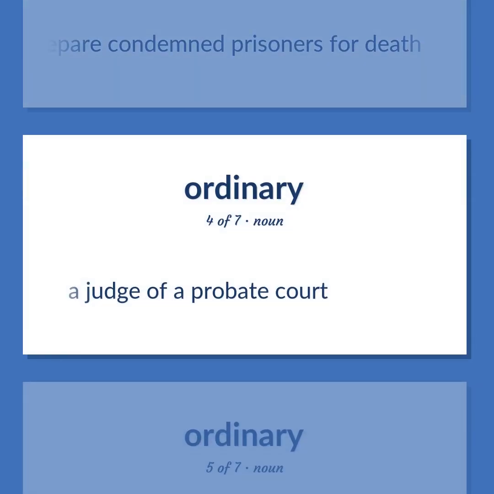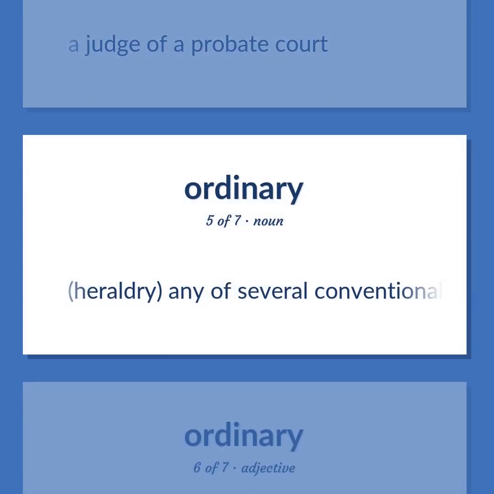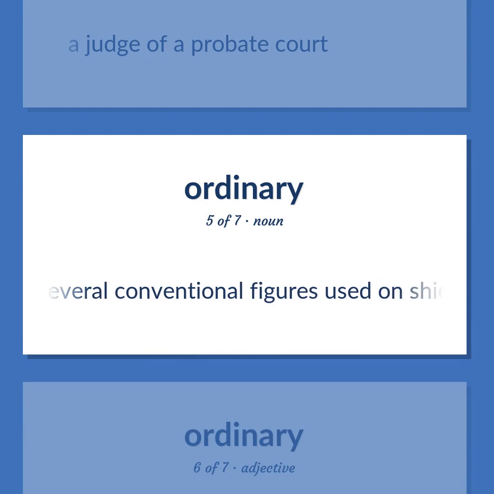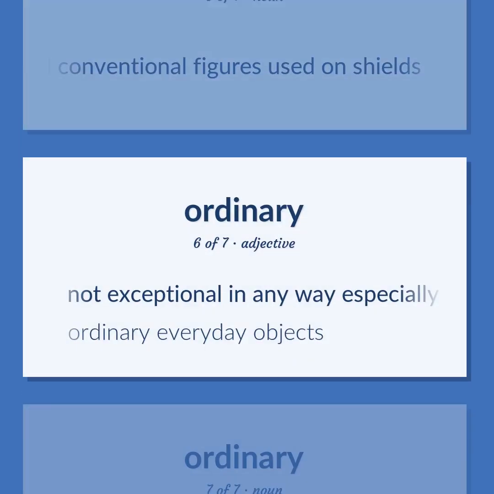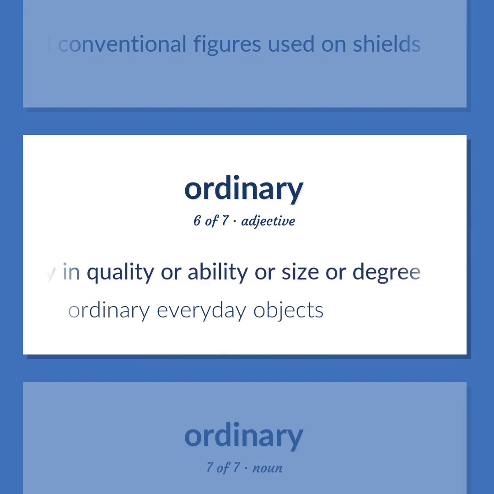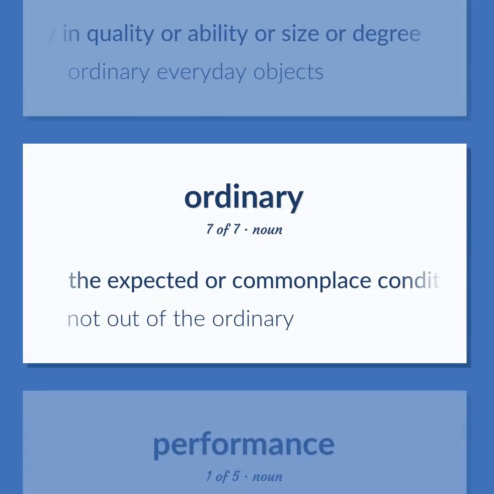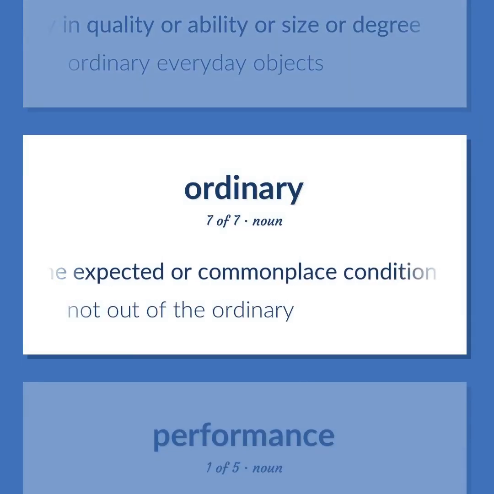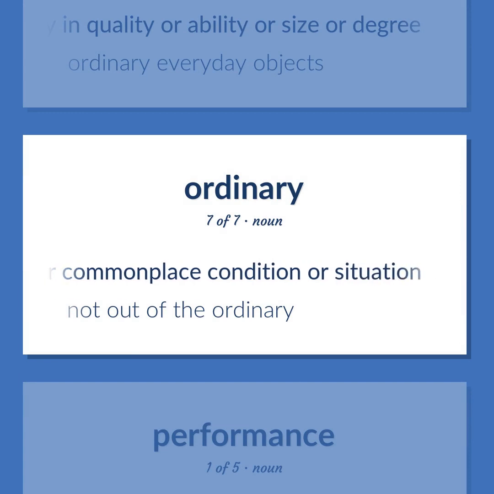A judge of a probate court. Heraldry. Any of several conventional figures used on shields. Not exceptional in any way, especially in quality or ability or size or degree. Ordinary everyday objects. The expected or commonplace condition or situation. Not out of the ordinary.